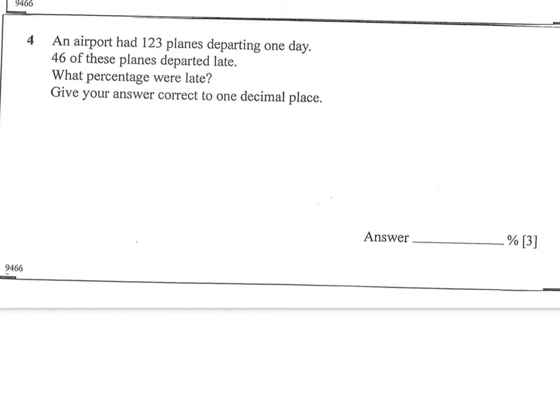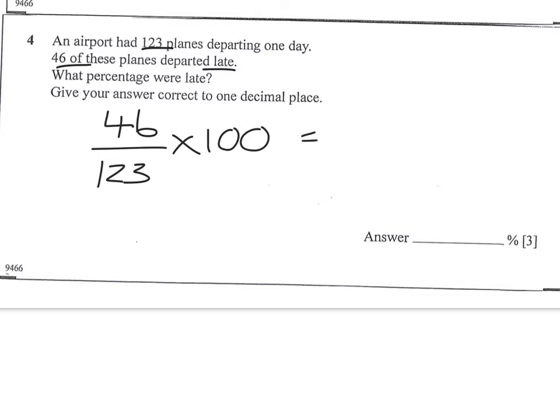12,450. So we have 123 planes departing and 46 were late. So write that as a percentage. Well, first of all, we're going to write it as a fraction, 46 over 123. And to change a fraction into a percentage, we multiply by 100. So if I type that into my calculator, we get an answer of 37.39, and we were told an answer to one decimal place, so that's 37.4.